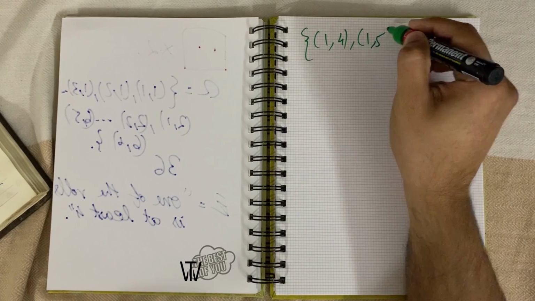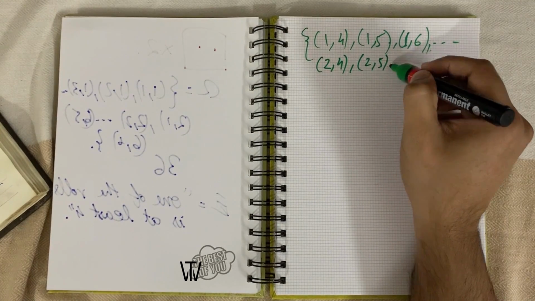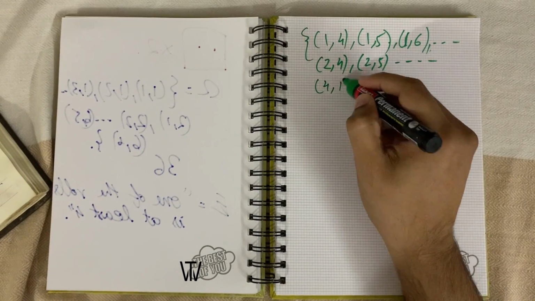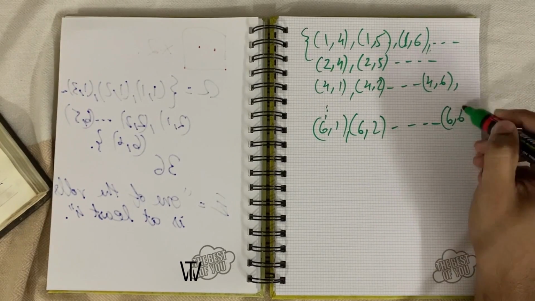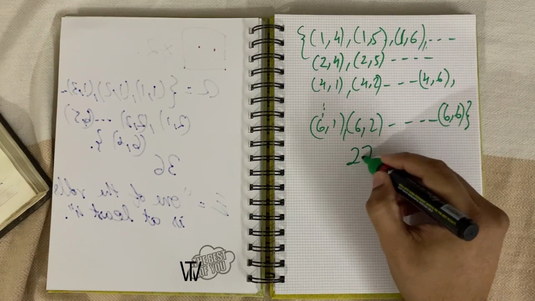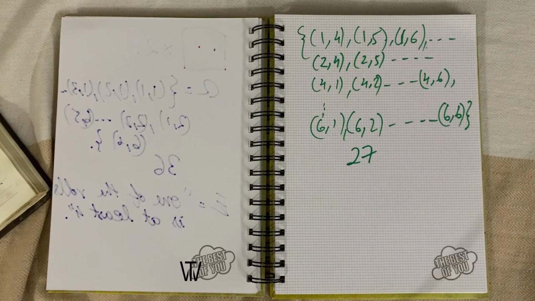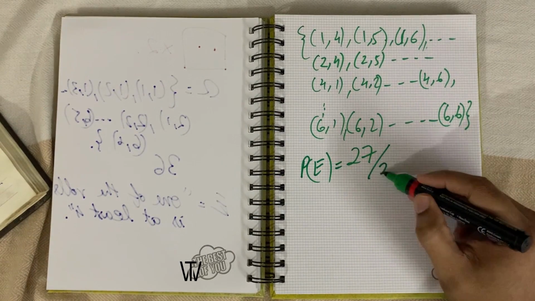So let's write down the outcomes that are favorable to the event. 1,4; 1,5; 1,6; and then 2,4; 2,5; and so on. And then 4,1; 4,2; 4,3, all the way to 4,6, and so forth. And 6,1; 6,2, all the way to 6,6. We can count 27 favorable cases. So the probability of the event is 27 by 36, or 0.75.